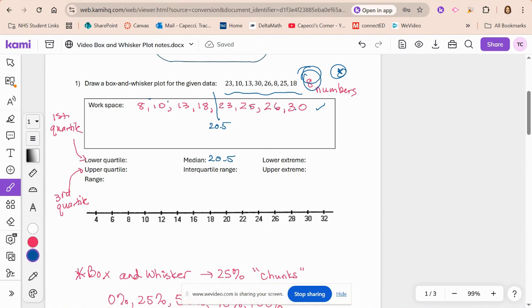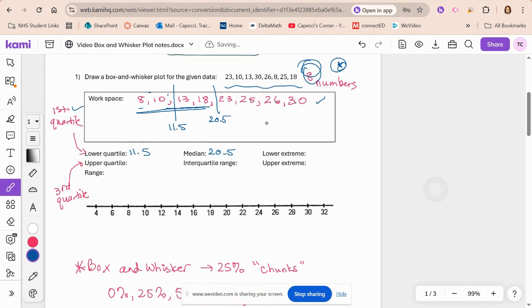Now, to find the lower quartile, that's the lower portion, the middle of those numbers. So again, the middle of those 4 numbers is going to be there. Add them up, divide by 2, and I get 11.5. The lower quartile is sometimes also called the first quartile. I've seen it go back and forth between those vocabulary phrases.